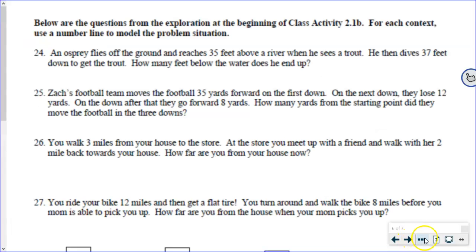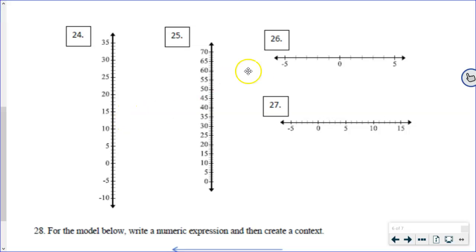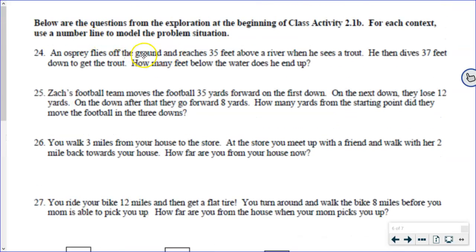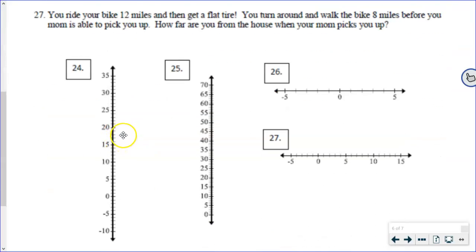All right, numbers 24 through 27. Let me just explain the formatting. On 24 through 27, it says the same questions from the exploration at the beginning of the activity. For each context, use a number line to model the problem. So really, truly, we've got the same problems. Don't worry about that. It's the same problems as the front. Here's the number lines that I provided for you. And they're kind of following that same number structure. So 24 is dealing with this one, and that number line is now big enough for that problem.